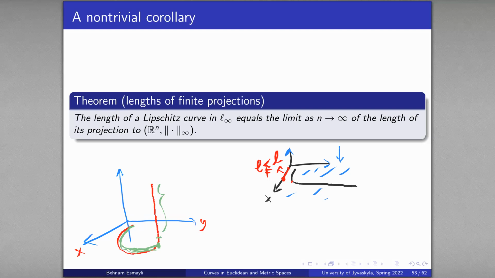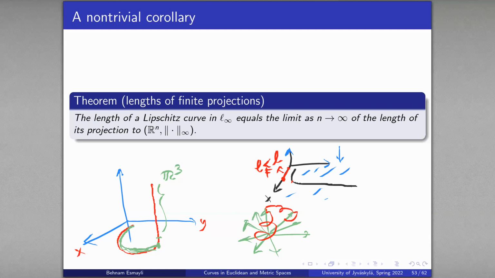L infinity can be viewed as just infinite dimensional. So here is R3, you go to R4, R5, and so on. So there are infinitely many different perpendicular directions. You can think about it that way. Now, the claim of the corollary is that if you have some curve in this space, ultimately these projections will capture all of the length of that. And with these examples that I gave you, it should convince you that this is not trivial.